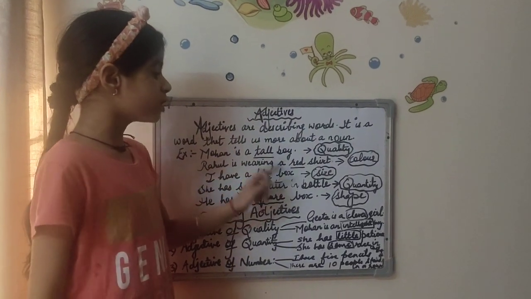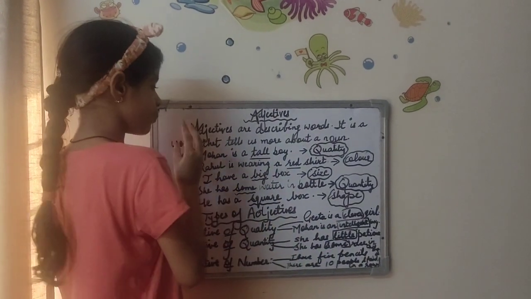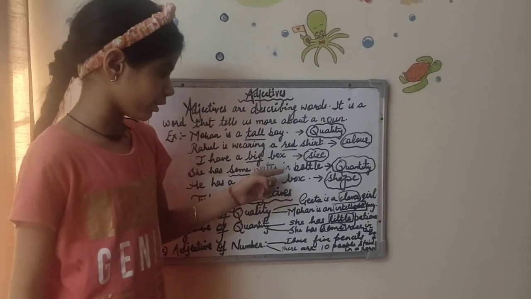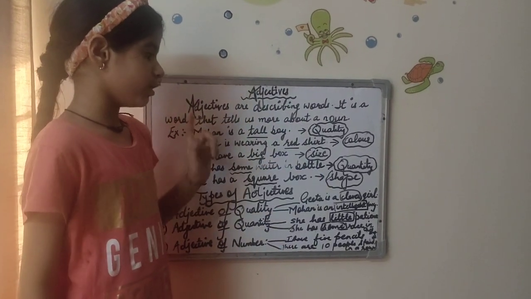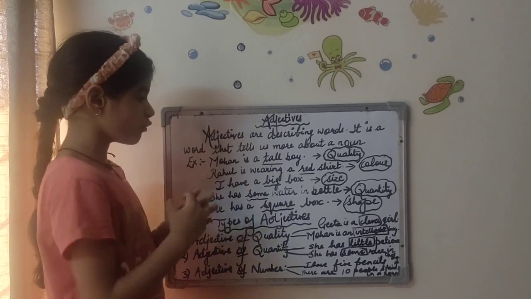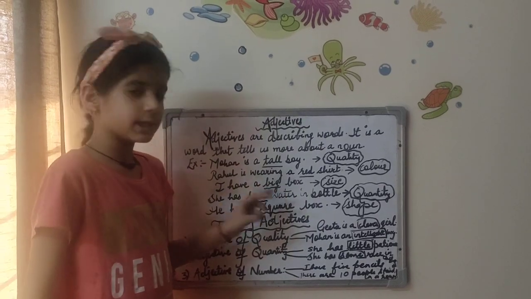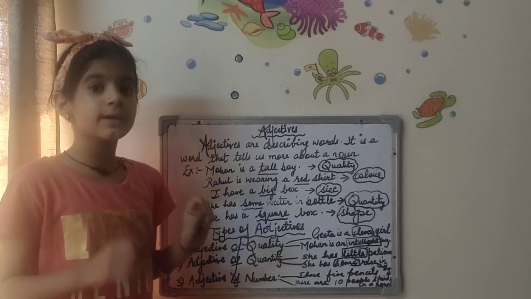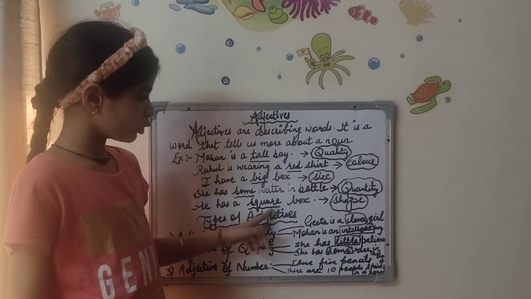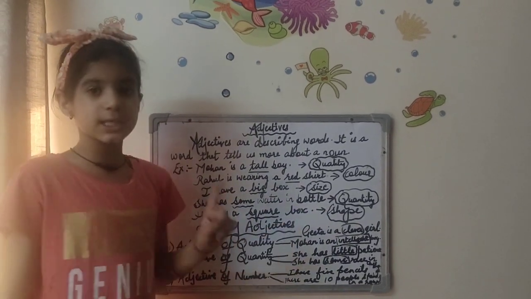I have a big box. So big is telling us about the size of the box. So box is a noun. She has some water in her bottle. So some is telling us about the quantity of water in her bottle. So water is a noun. He has a square box. Square is telling us about the shape of the box. So box is a noun.